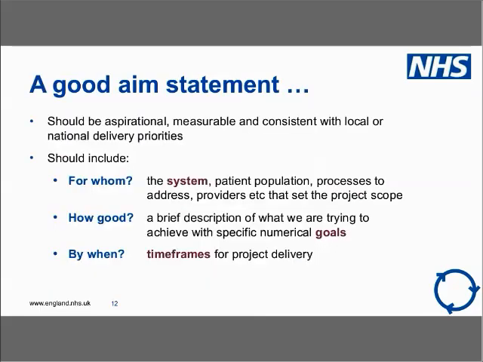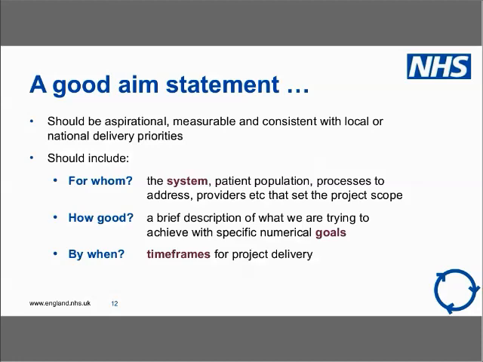So, moving on. The key aspect of that project form is getting a good aim statement, being very clear about what it is we're trying to achieve with the improvement project. And it's got 3 bits to this statement. It should document what the aspiration is, and should be measurable, as we say. It's about your specific priority, your particular process improvement. And the 3 aspects are for whom, how good, and by when.